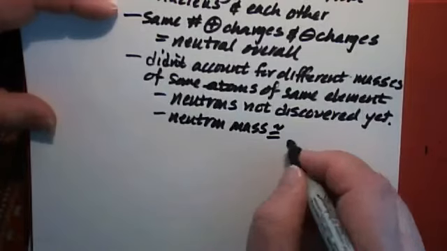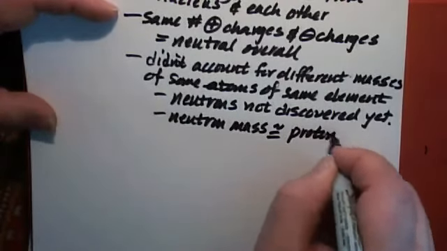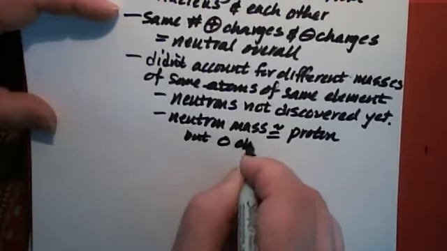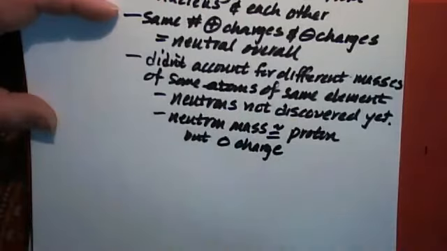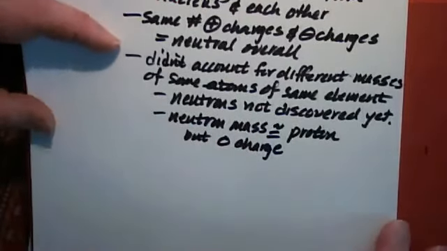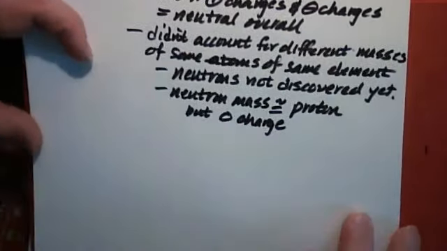The neutron, in terms of mass, is about the same as a proton. But a neutron, as the name implies, is electrically neutral, has no charge. So if you change the number of neutrons, you change the mass of an atom, but because it has no electrical charge, it doesn't really change the chemical properties any.